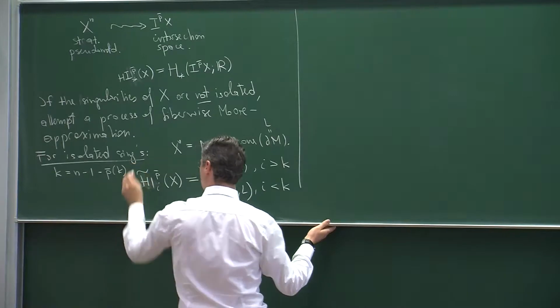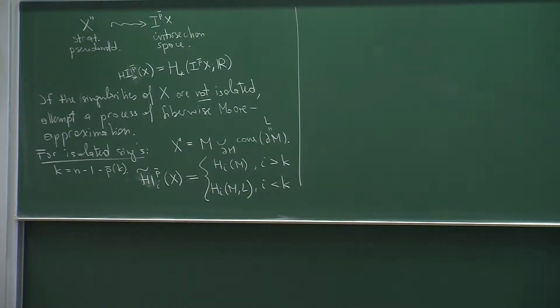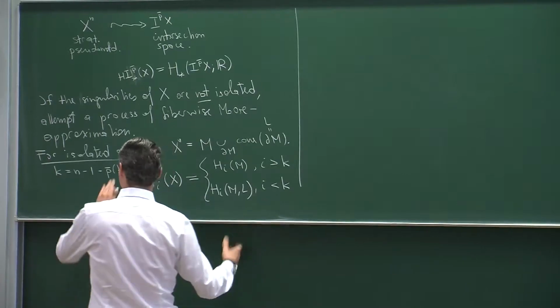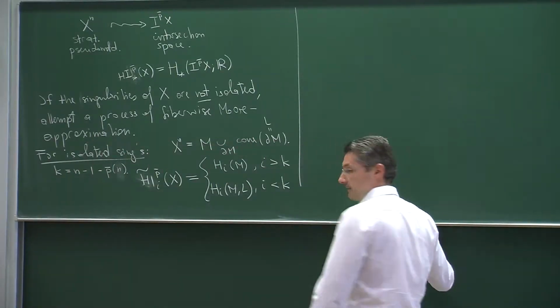And here I want reduced homology to be entirely precise. There's a typographical mistake. It's k equals n minus 1 minus p of n. Yes, this must be an n, of course. Thanks.